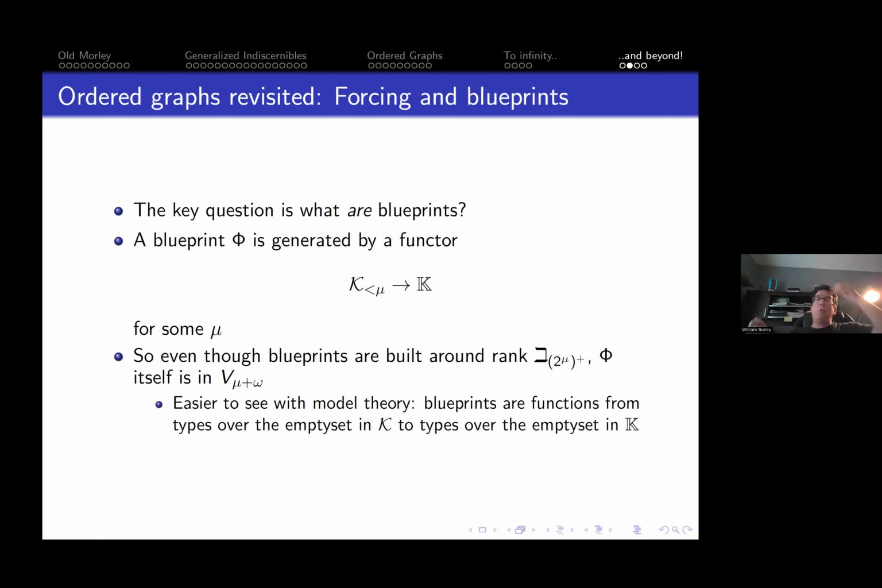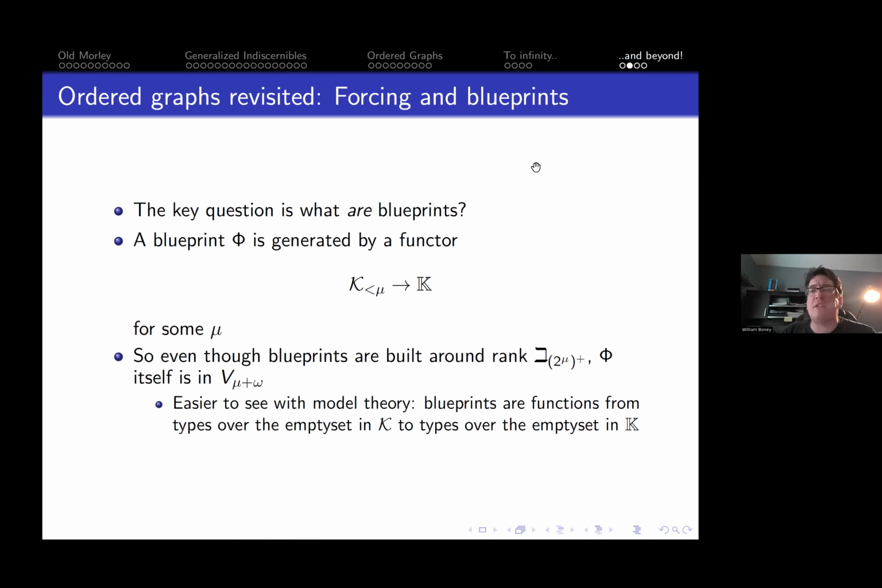So even though you might be built around rank beth sub 2 to the mu plus, this is the threshold we need to run these Erdős-Rado arguments. The blueprint itself, the thing you build in the end, lives much farther down, lives in some V kappa plus omega, or mu plus omega.